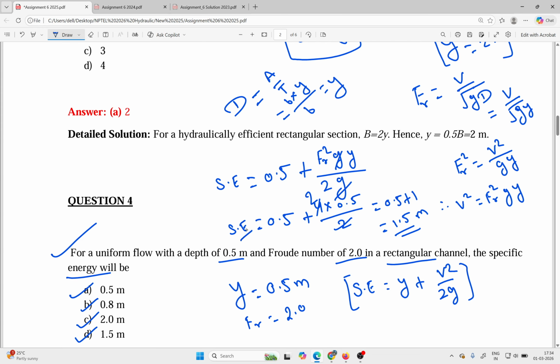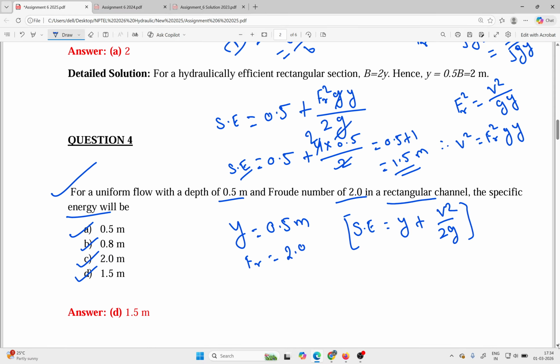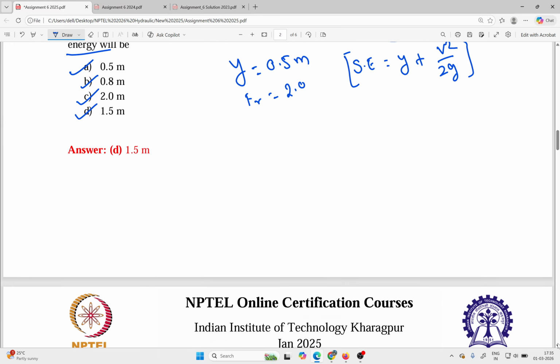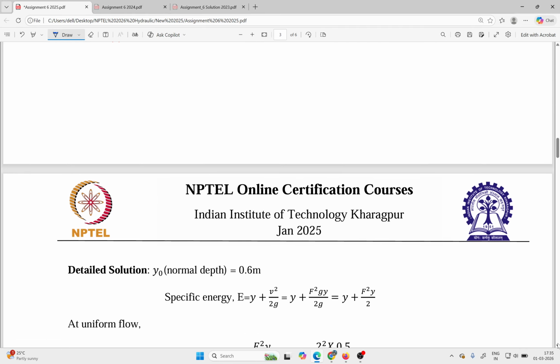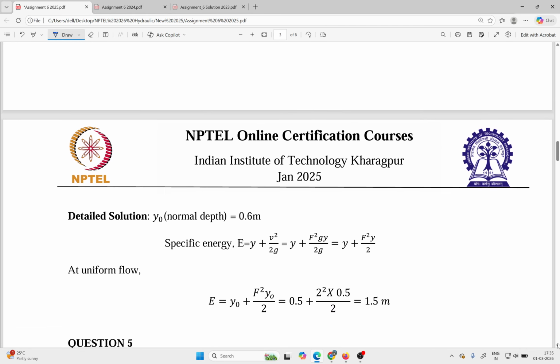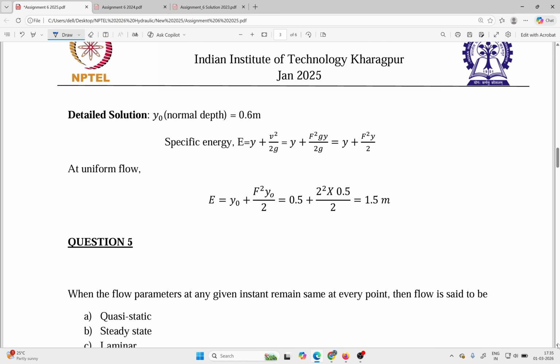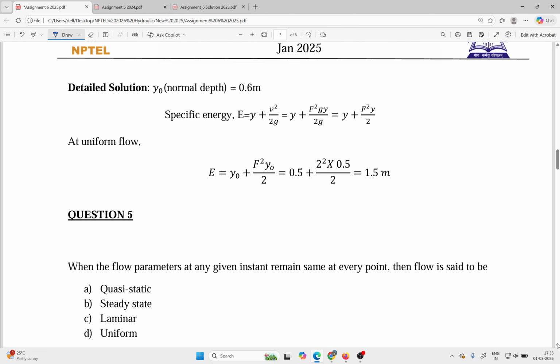So very easy question. You have to understand some basic formulas, then you can very easily calculate. Now we'll move on to the next question. Next question, let me just read. This was the calculation I was discussing. Okay, the next question, very easy question, very simple.